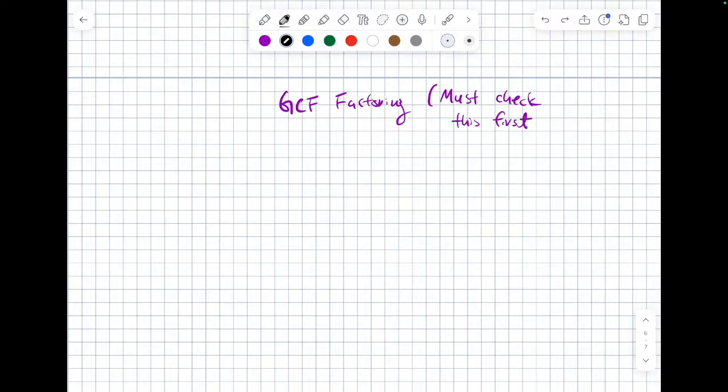So the first thing you should check is whether the door is open or not. So first thing you must check is GCF factor.